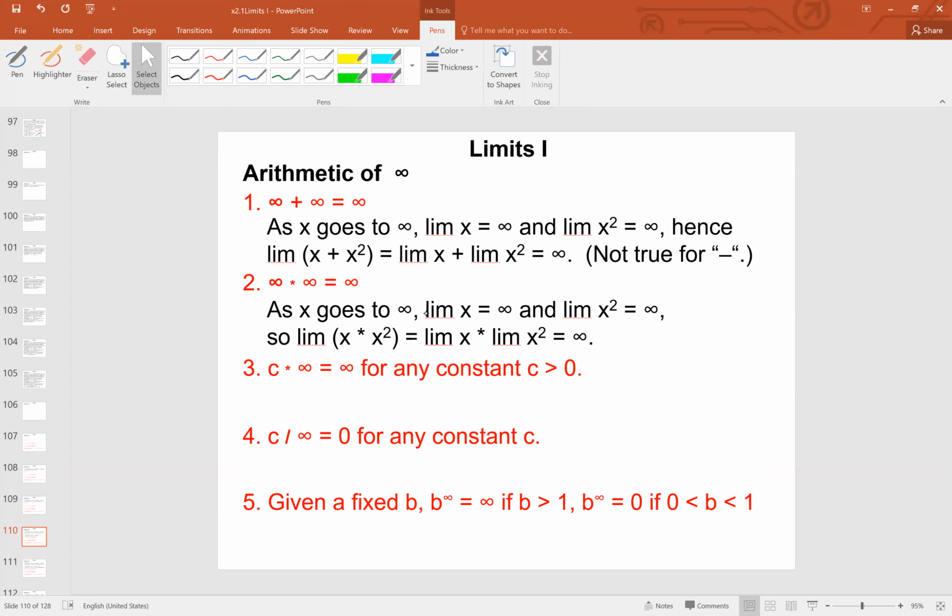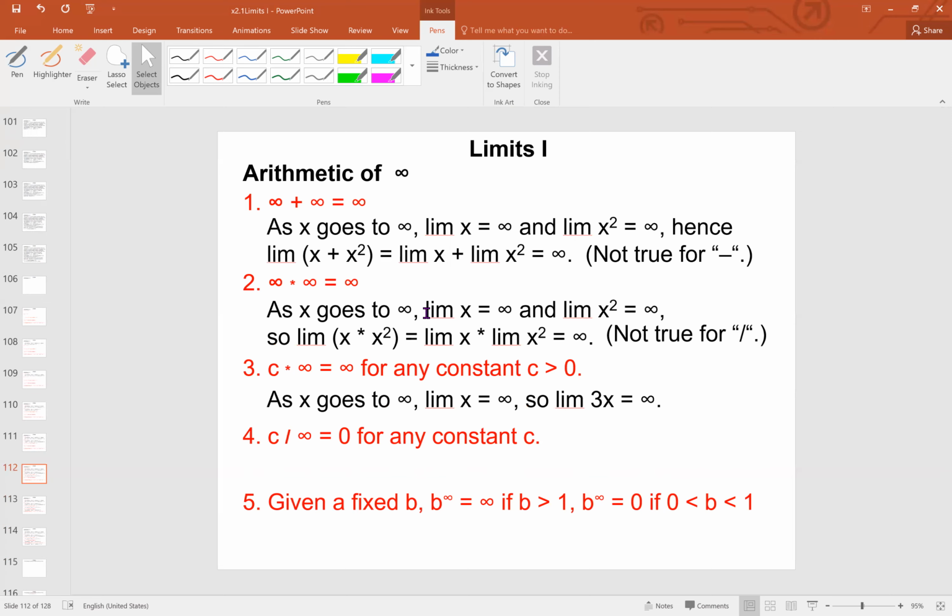If I multiply a constant by a formula that goes to infinity, the product still goes to infinity. So if I multiply a formula that goes to infinity by 3, it still goes to infinity. If I divide a constant by something that goes to infinity, then the quotient becomes very small and goes to 0. And then finally we have raising power.